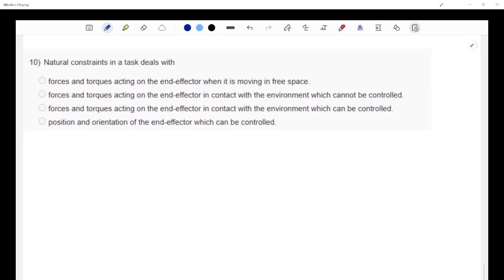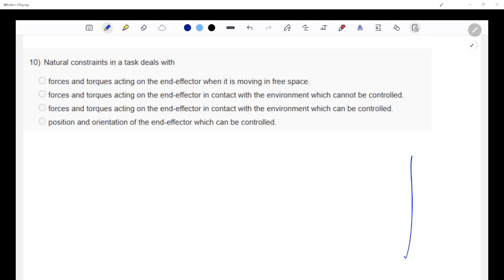Okay. So this is the last question that we are taking today. Natural control constraints in a task deal with forces and torques acting on the end effector when it is moving in free space, forces and torques acting on the end effector in contact with the environment which cannot be controlled, forces and torques acting on the end effector in contact with the environment which can be controlled, or force, position and orientation of the end effector which can be controlled. So what are natural constraints?